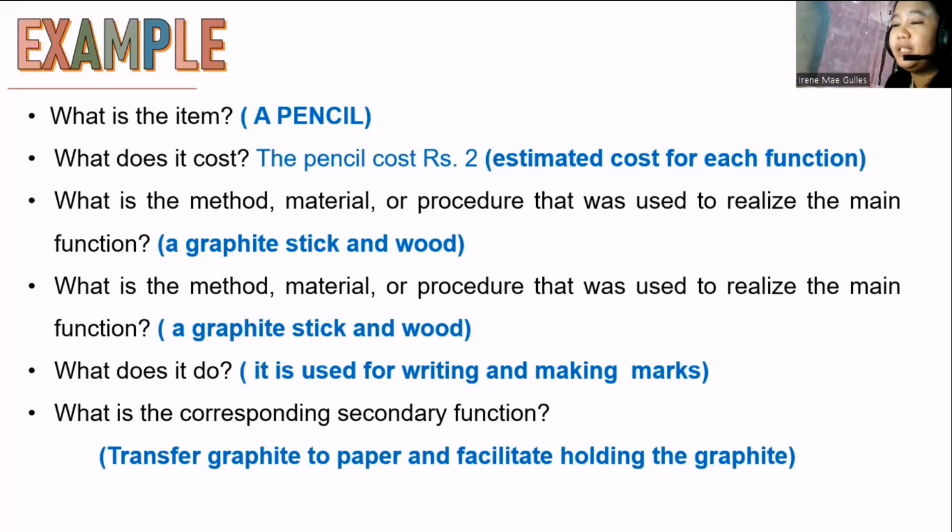Next is, what does it do? It analyzes the primary function of the product, or what the product is used for. Our product, the pencil, has a primary function of writing and making marks. Next is, what is the corresponding secondary function? This question defines a supplementary or additional specific function of the product. For our product, the pencil, it is to transfer graphite to paper and facilitate holding the graphite.